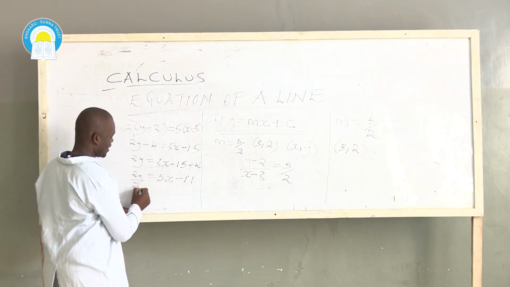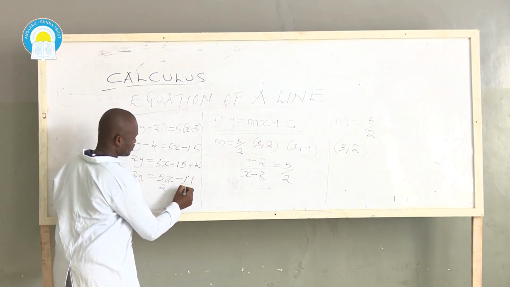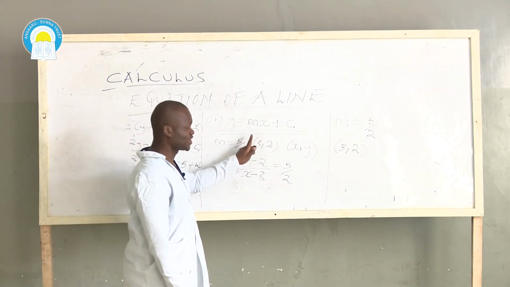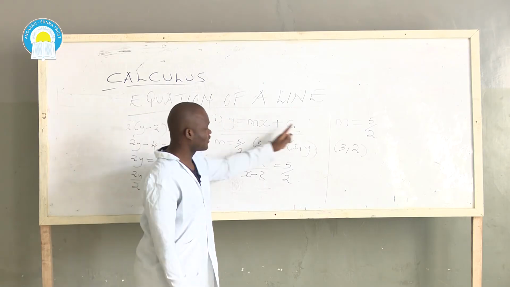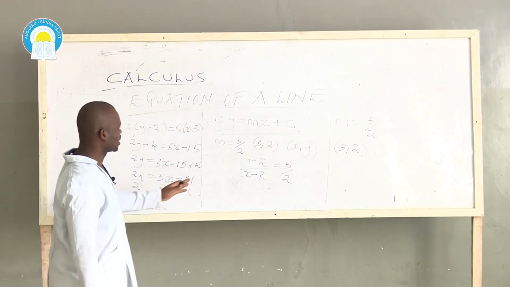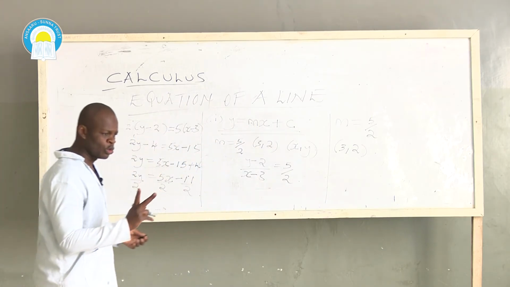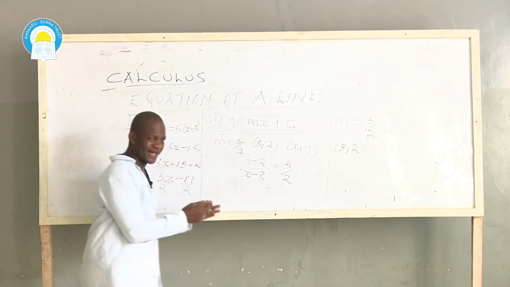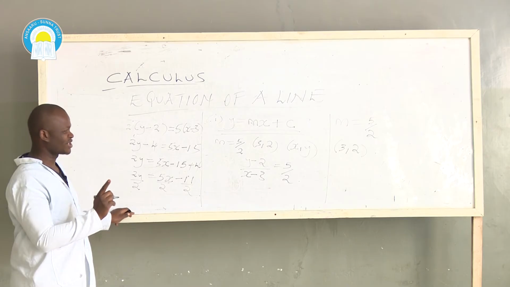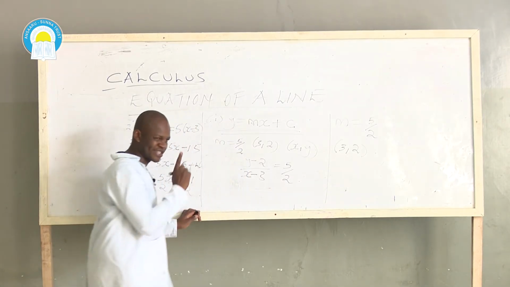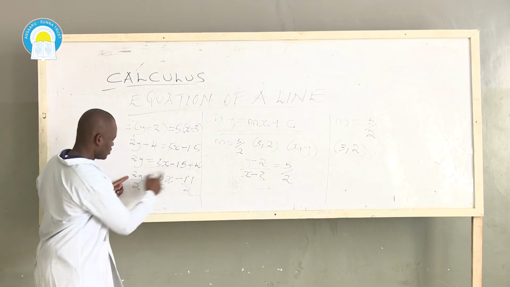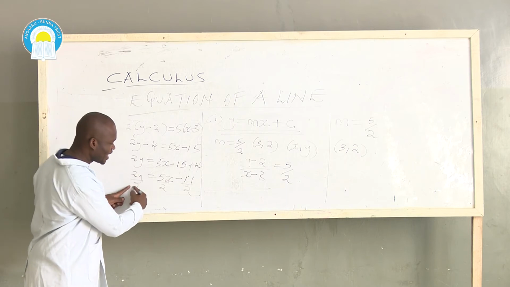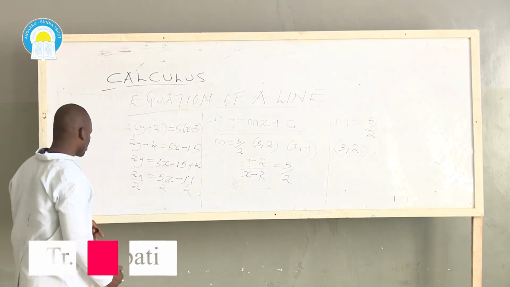You divide through by 2. Why? We want to obtain our equation in that form. So you must recall that for the equation to be in this form, we have 2 key conditions. Number one, the variable y must be left on one side on its own. Number two, its coefficient must be 1. At this level, the coefficient of y is 2. So how do I make it 1? Divide through by 2.